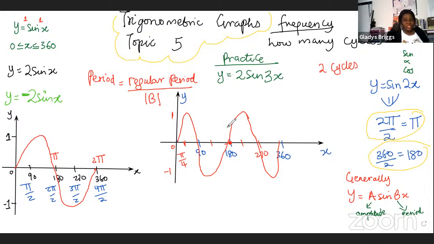Okay, and you need to do this and show me what your markers are for degrees and radians. 1 pi over 4, and this is 2 pi over 4, 3 pi over 4, 4 pi over 4, 5 pi over 4, 6 pi over 4. There's one in the middle there, 7 pi over 4, and 8 pi over 4.